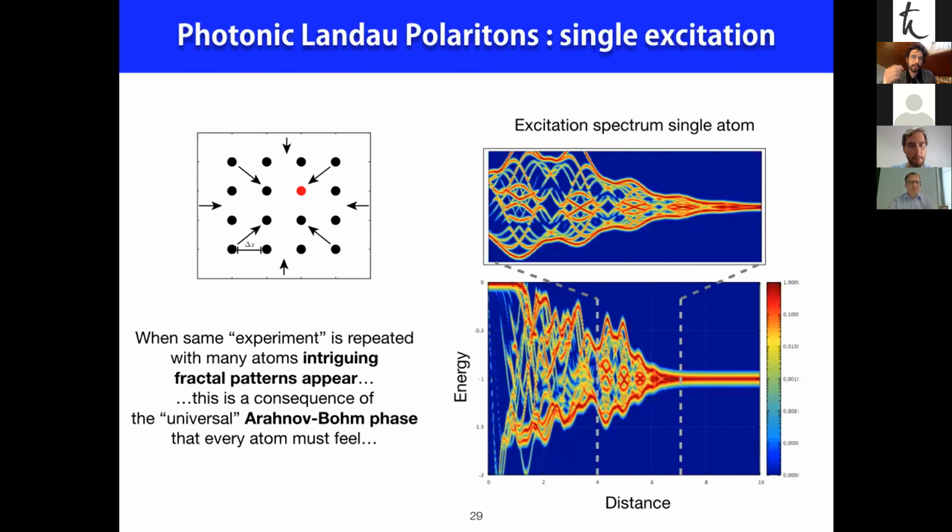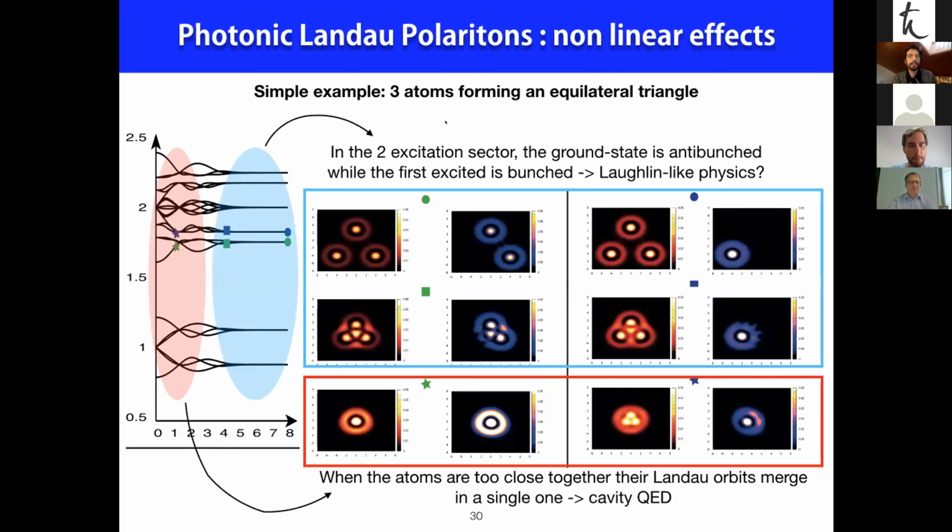With this, we can study, for instance, the case of multiple atoms as a function of their relative distance. And if we plot the spectrum, we'll get these fractal patterns that you will see in the Hofstadter butterfly. But now with the difference that these patterns will arise because of the interaction between all these Landau polaritons, so to say.